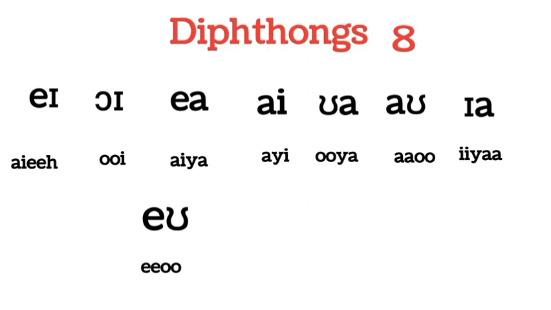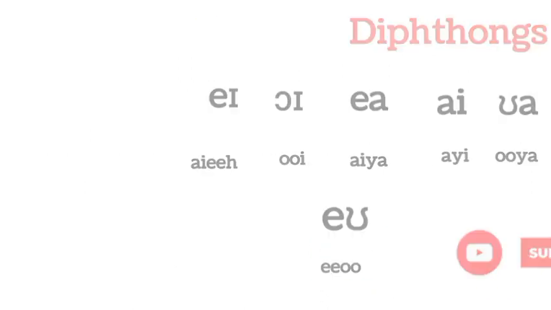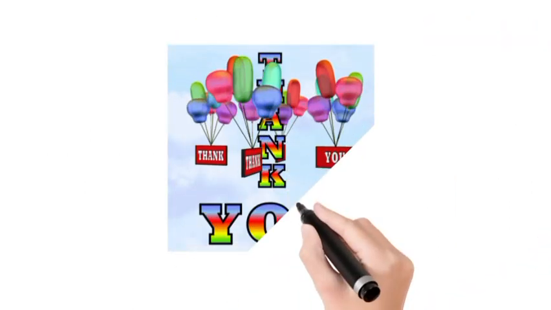So the first one is E. Second one is O. For example, in boy. Third one is ear. For example, deer, here. Fourth one is I: mine, sky, fly. Fifth one is Ouya, poor.